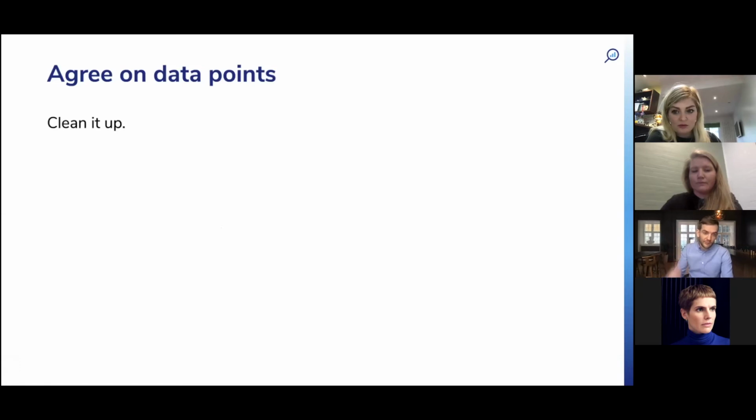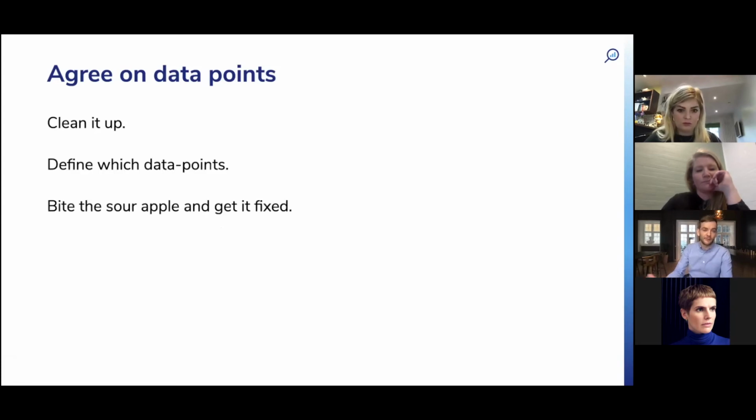When you've agreed on which data points are always there, the unified data that I talked about before, you start cleaning up and making sure that you have that data on all the accounts in your CRM system. This is very important. You need to define which data points you want to look at. Again, just like I said before with Deepdivr, we want to look at how many ads they are running at a given time, because that's really important to us. If they're running a lot of different ads, well, then they probably need some kind of solution to start analyzing and optimizing on it. And really just bite the sour apple and get it fixed.